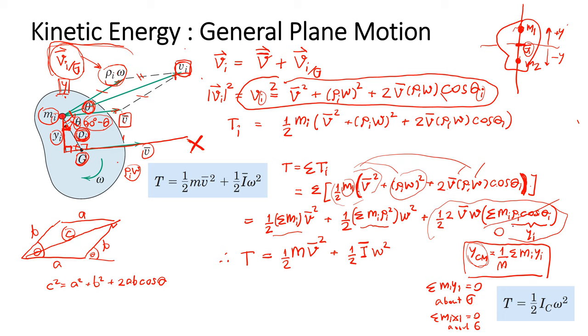So finally, for the kinetic energy for general plane motion, we have the effect of translation, 1/2 m v bar squared, and the effect of the rotation, 1/2 I bar omega squared, where I bar is the moment of inertia.